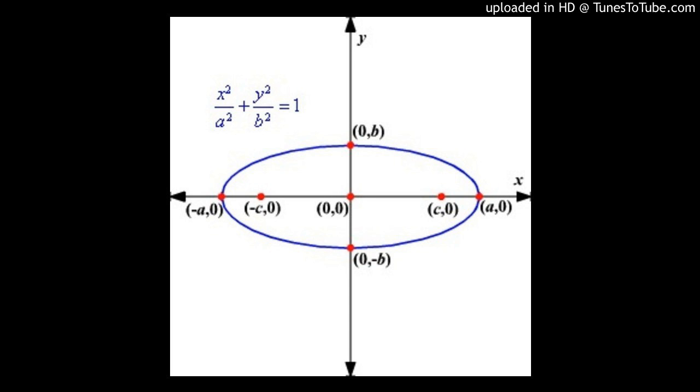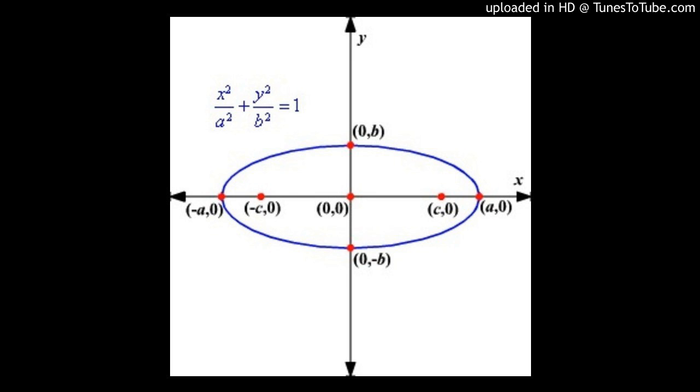Latus rectum will be parallel to the y-axis, and when anything is parallel to the y-axis, the x coordinate is constant, right? As it passes through (AE, 0), which is the focus, the x coordinate of any point on the latus rectum will be AE. The y coordinate will be different, so (AE, K) we take.